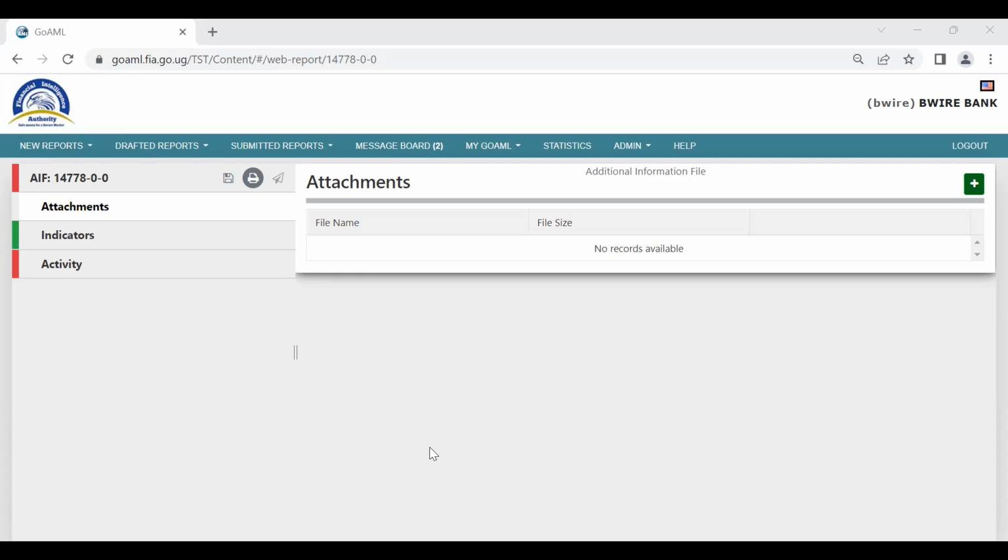So the keyword is after forming suspicion. But don't form suspicion 1 year later. It has to be explained. Otherwise, it will be deemed as negligence on your side.